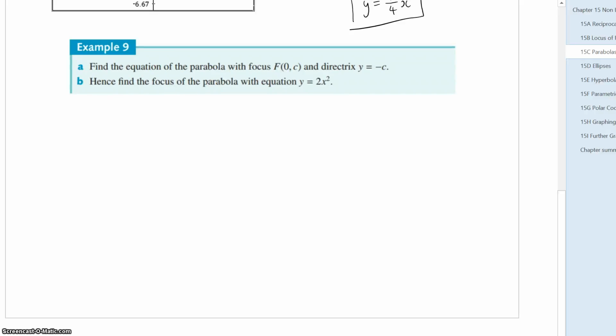G'day and welcome to the second video on the locus of a point being in the shape of a parabola. In this one I'm going to have a look at example 9.